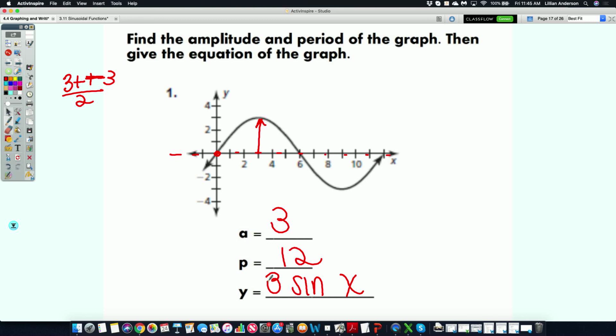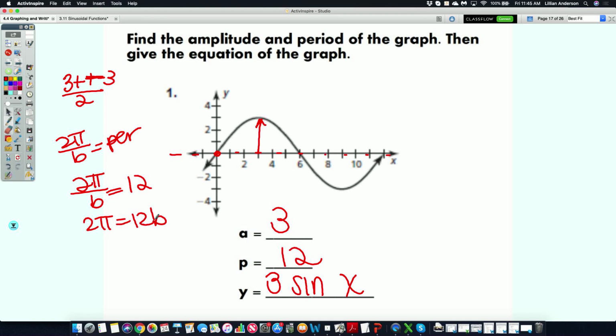And then to find b, I would use the formula 2 pi over b equals our period, which is 12. So 2 pi over b equals the period. You would use that formula to find b. How do you solve for b? So this becomes 2 pi equals 12b. B equals pi over 6. That's what causes your pi's to disappear from the x-axis. Because you'll end up multiplying by 6 over pi, and then the pi's will end up canceling each other out. Then you get regular numbers on your x-axis.